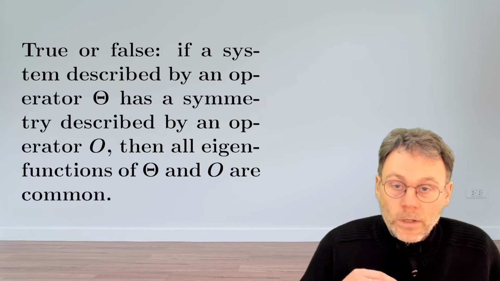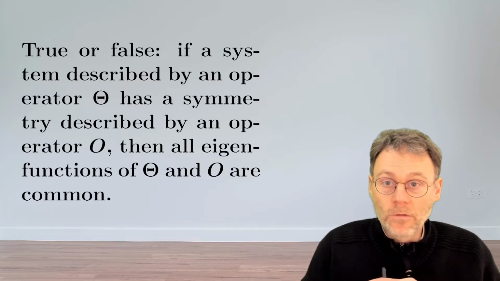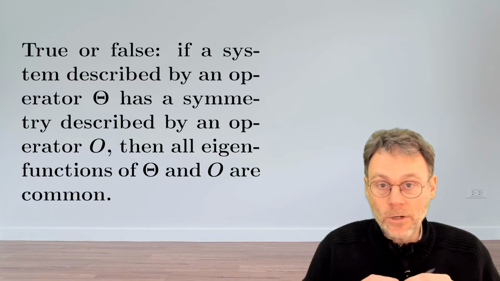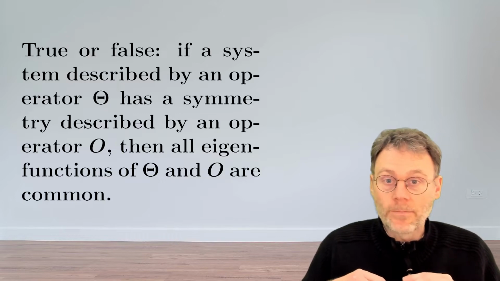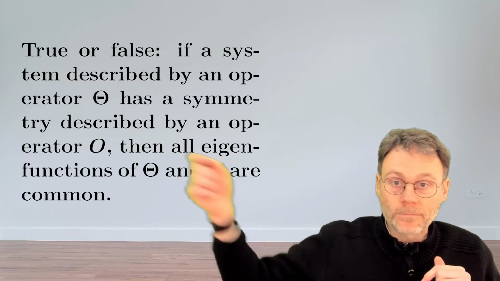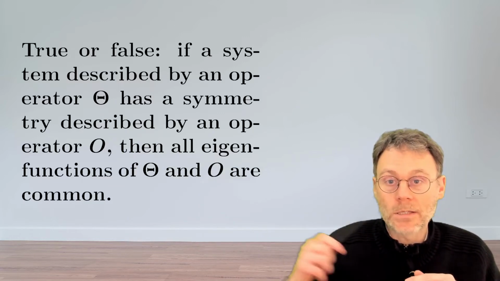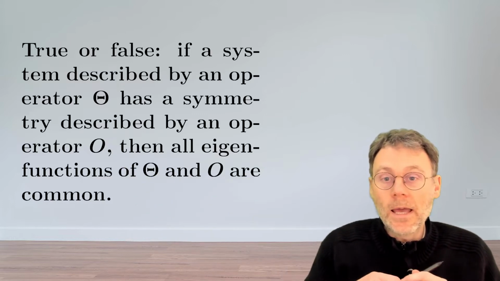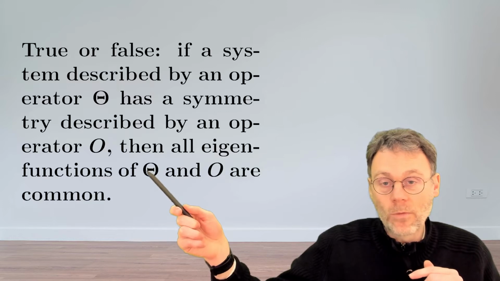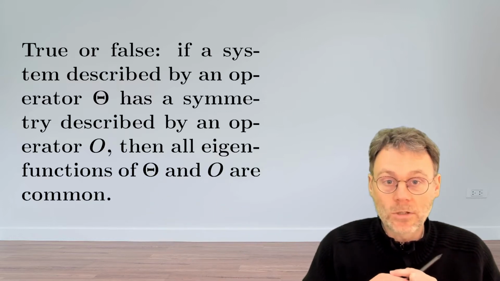In the notes, we talked a lot about operators and symmetry and common eigenfunctions. So just to make sure you understand very well what we mentioned there, consider the following statement. Say you have a system, which is described by a certain operator theta, and that system also has a symmetry, and that symmetry is described by a second operator O. Is it then the case that automatically, as soon as you have an eigenfunction of one operator, that same function is also an eigenfunction of the second operator?